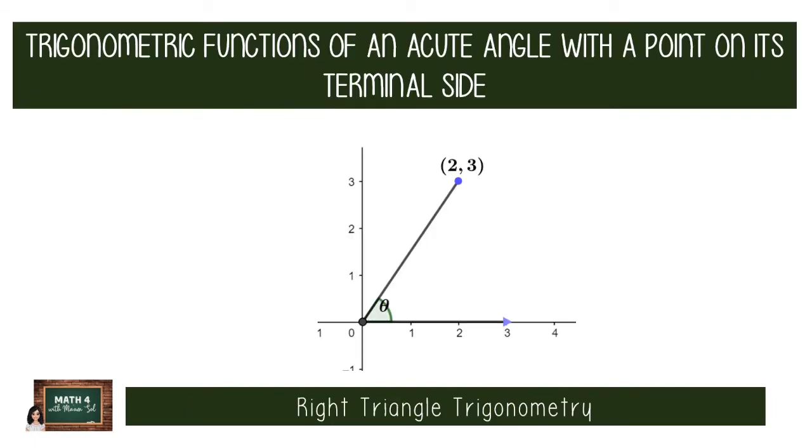Let's say we have an angle theta which is in standard position. This means that the initial side lies on the positive x-axis. We take a point on its terminal side. The coordinates of the point are (2, 3). Now we want to find the 6 trigonometric function values of theta. Would it be possible to do that?